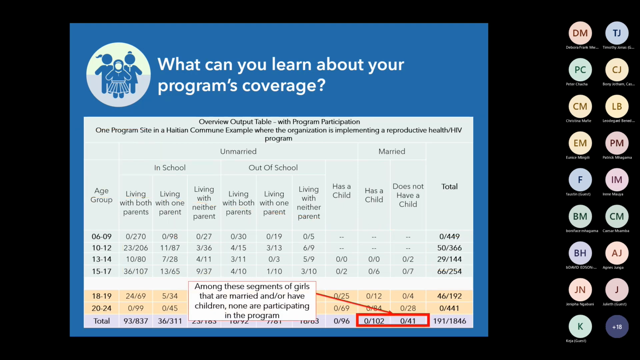And meanwhile, the girls who are married and or have children, both of whom are very much in need of reproductive health support and very much at risk for HIV, none of them are participating in this program. So when this organization did an assessment of their program participation, they realized they had a major issue in terms of skew. They were reaching girls who needed their program the least. Any questions about that?